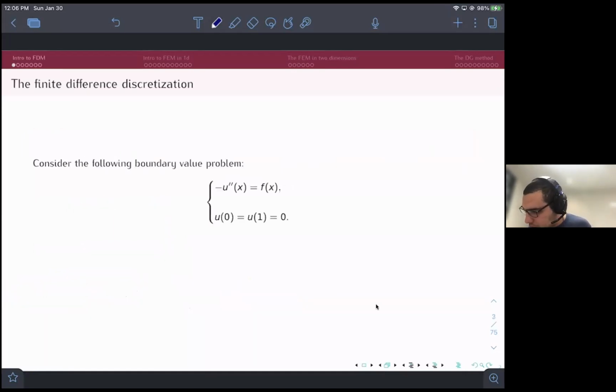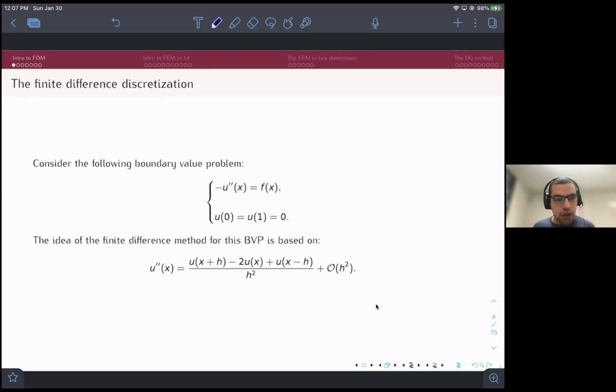So let's consider a simple model problem, which is negative u double prime is equal to f with some Dirichlet boundary conditions: u(0) is equal to u(1) is equal to 0. We actually know how to solve this using elementary methods. But the idea of the finite difference method is to use an approximation of the second derivative. So instead of using u double prime, we'll use a difference quotient, which is u(x plus h) minus 2u(x) plus u(x minus h), divided by h squared. And the error term is bounded by a constant times h squared. This is nothing more than Taylor's approximation.